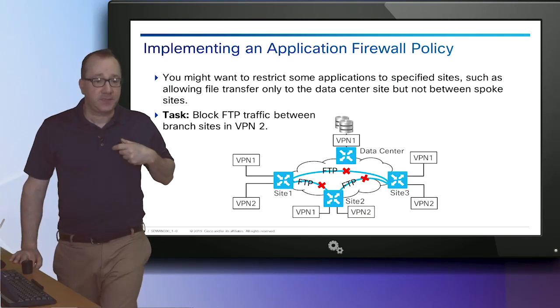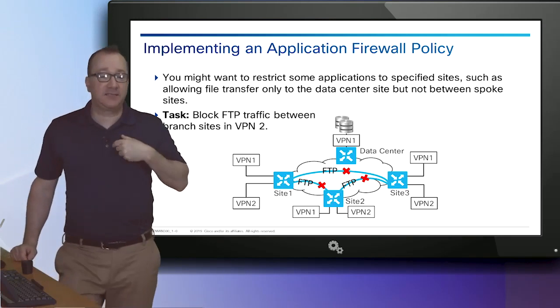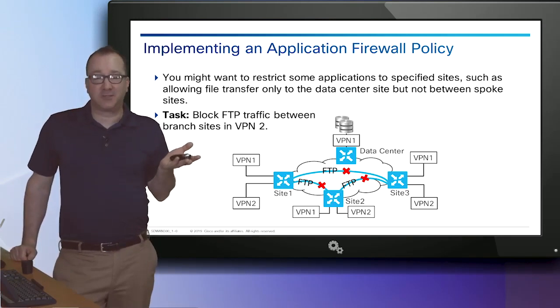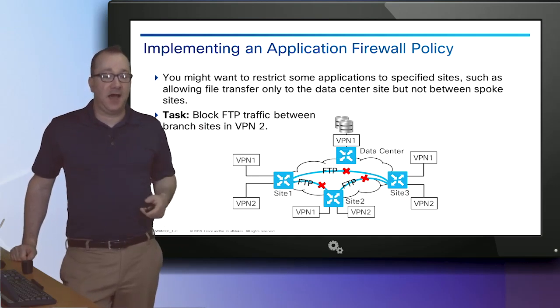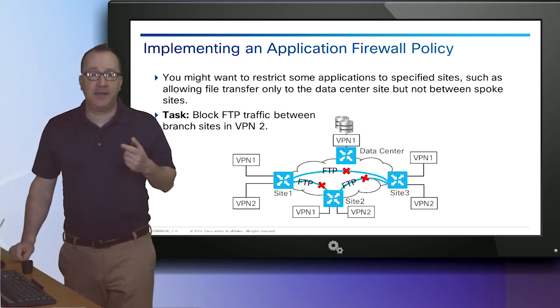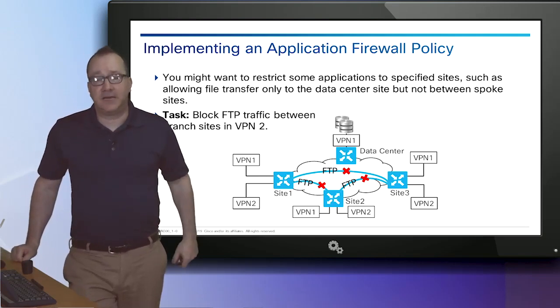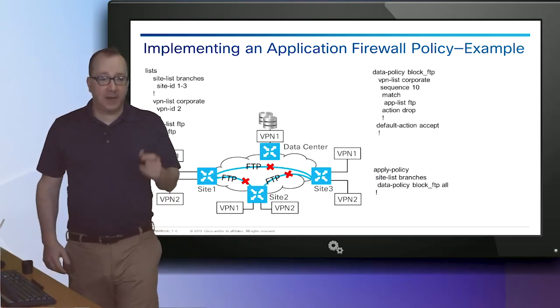All right. So you might want to restrict some applications to specified sites, such as allowing file transfer only to the data center site, but not between spoke sites. In this slide example, we want to block FTP traffic between branch sites in VPN 2, because people still use FTP in 2019. So how do we do this?